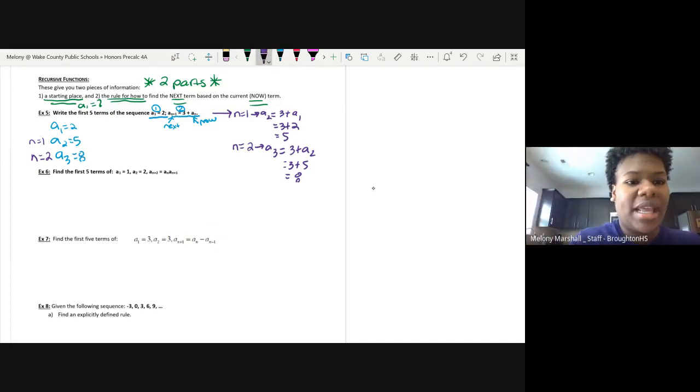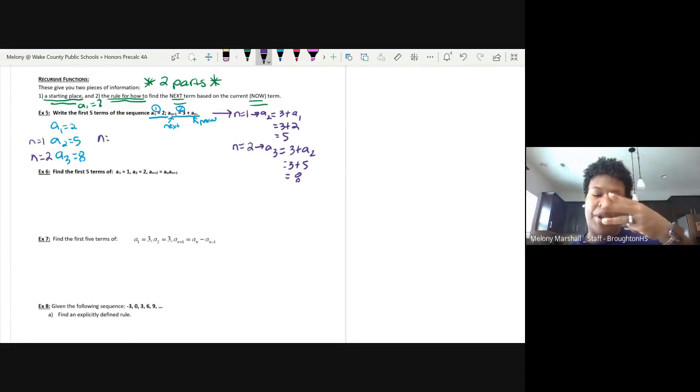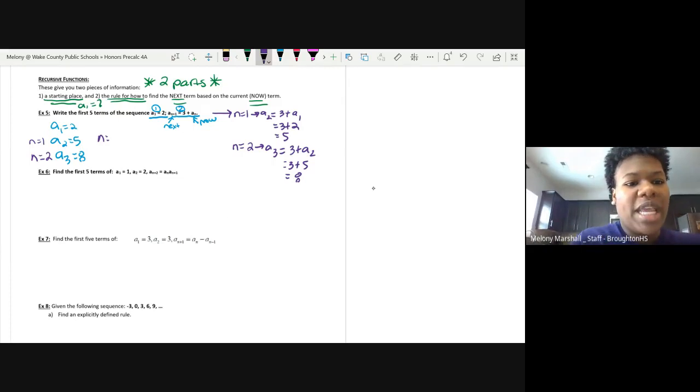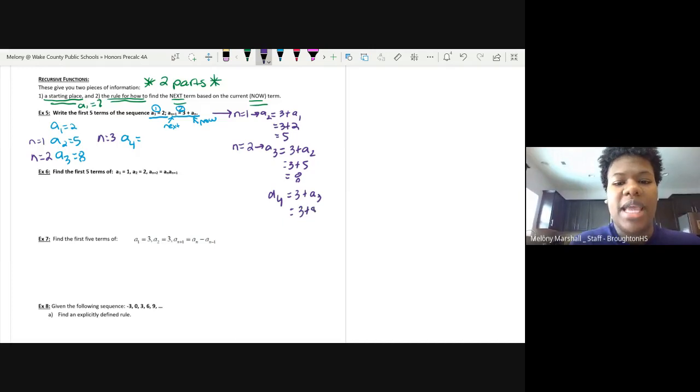Doing it again, because we want the first 5 and we only have 3, we need 2 more. When n equals 3, going in numerical order, that's going to be a sub 4. So a sub 4 equals 3 plus a sub 3, and a sub 3 was 8. So a sub 4 is 11.